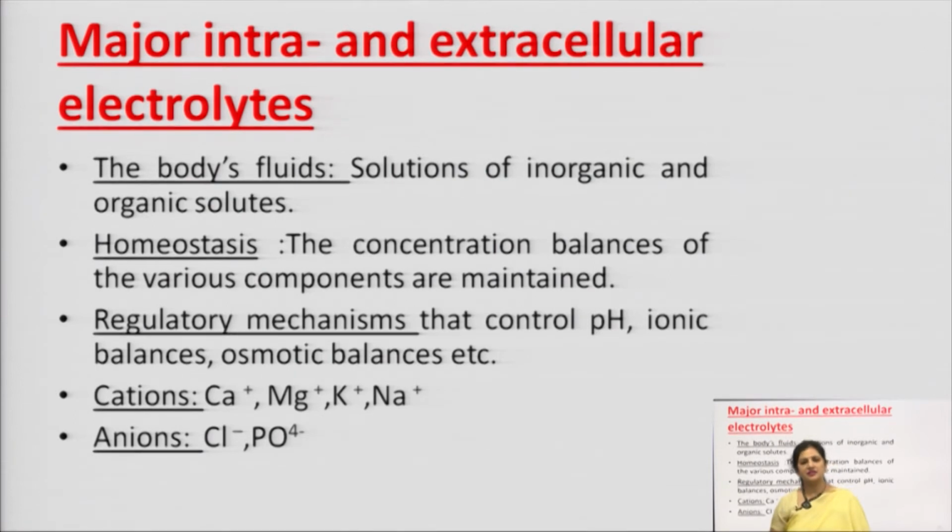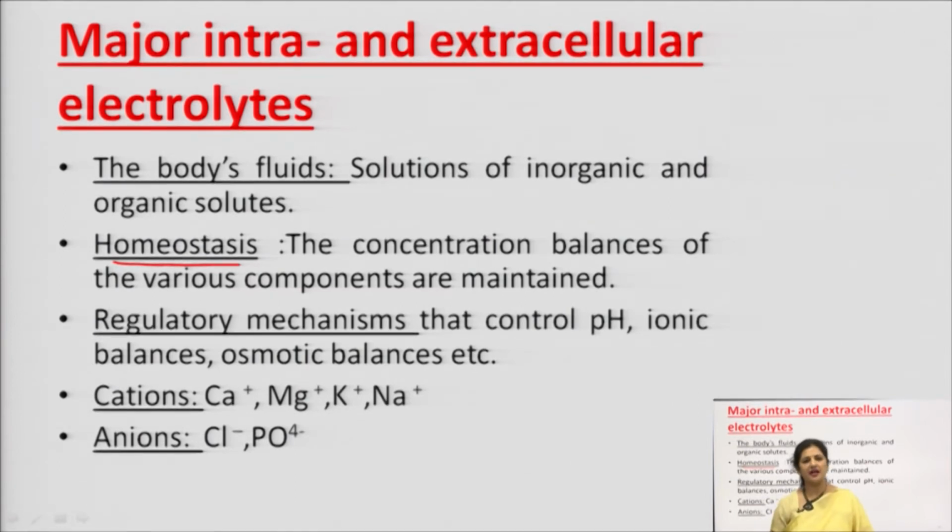Next topic we are going to start in this chapter is major intra and extracellular electrolytes. We know that whenever an electrolyte ionizes, it gives positive and negative ions. So, our body has different electrolytes which play a major role. The body fluid consists of organic and inorganic solution, which basically maintain a homeostasis, that is a balance, right? That balance has to be maintained to be disease free. This is the concentration of the balances of the various components which are maintained, and this also plays a role in the regulatory mechanism that control pH, ionic balance, osmotic balance.